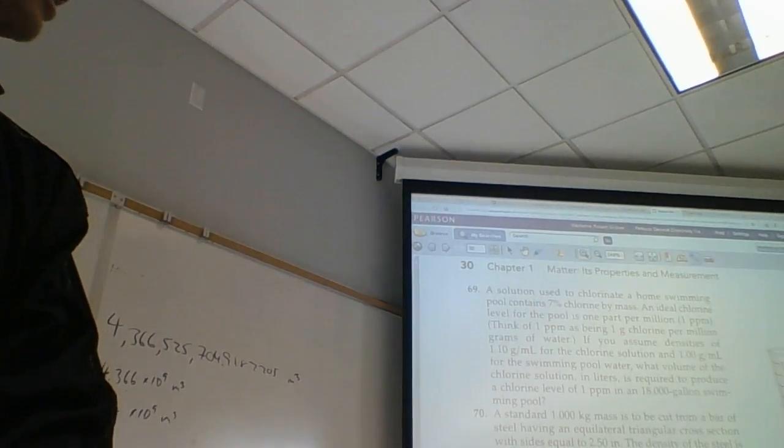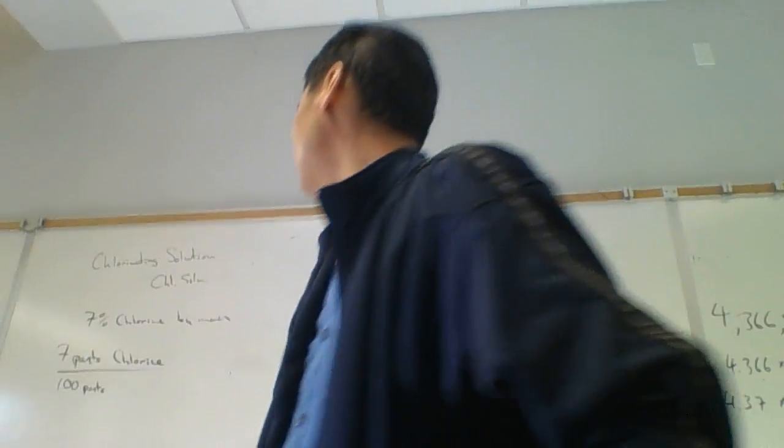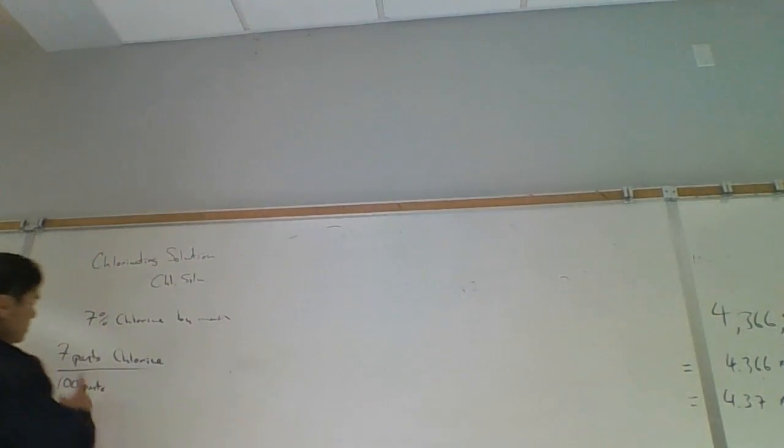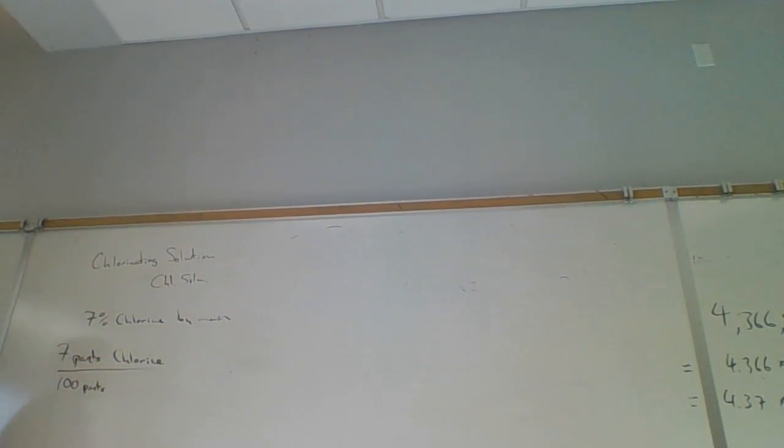Doing number 69, chlorinating solution to chlorinate a swimming pool. And so this is 7 parts of chlorine. Now, is that chlorine solution or pure chlorine? That's pure chlorine. So the substance chlorine. Remember, substances are elements or compounds, fixed composition.